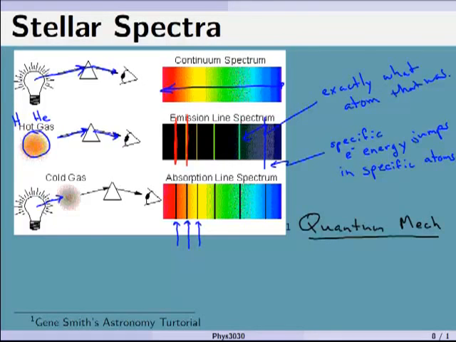Okay, I think I'm going to end the lecture there, and next week we'll start talking about redshifts and blue shifts and the Doppler effect, and how we can use those along with these stellar spectra to tell us all kinds of other things about the universe.